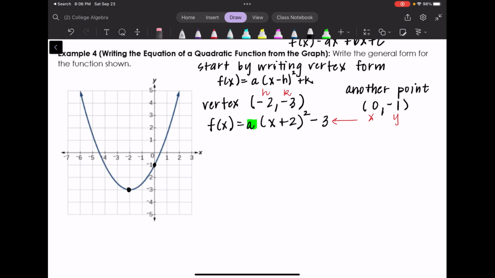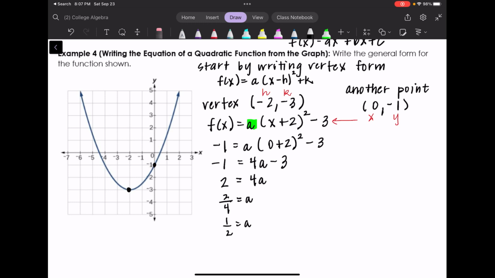So f of x is equivalent to y, so that's -1 equals a times 0 plus 2 squared minus 3. And then we're going to, again, solve for a. So this will be -1 equals 2 squared, 4a, minus 3. Adding 3 to both sides, I'll get 2 equals 4a. And then ultimately 2 divided by 4 equals a, which will end up giving us 1/2 for our a value. And then we can just go back and plug that in to our vertex form.